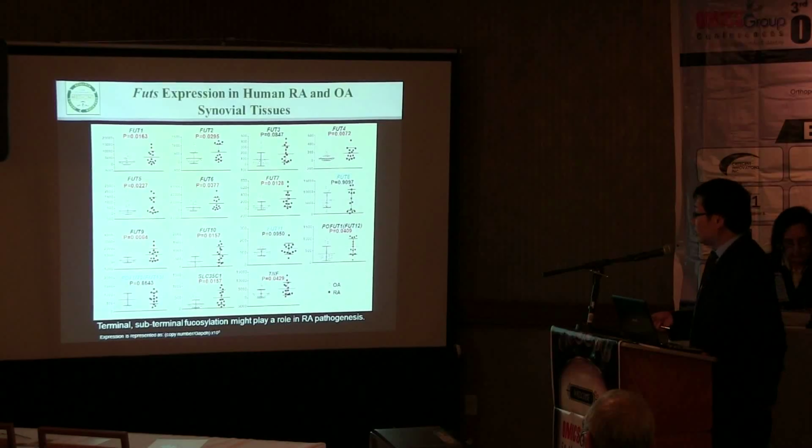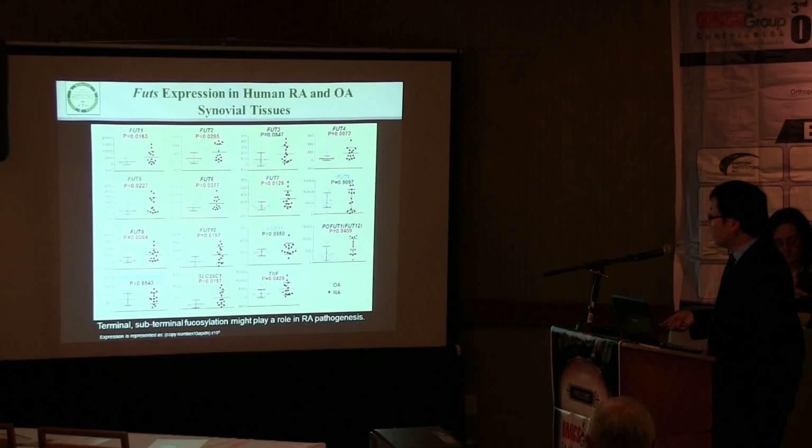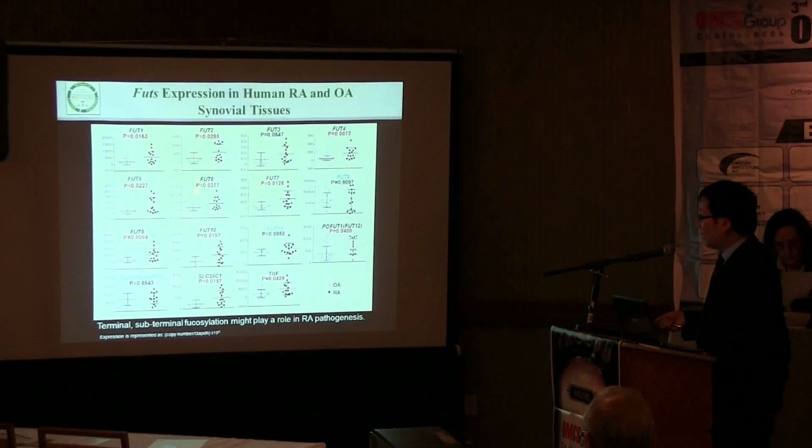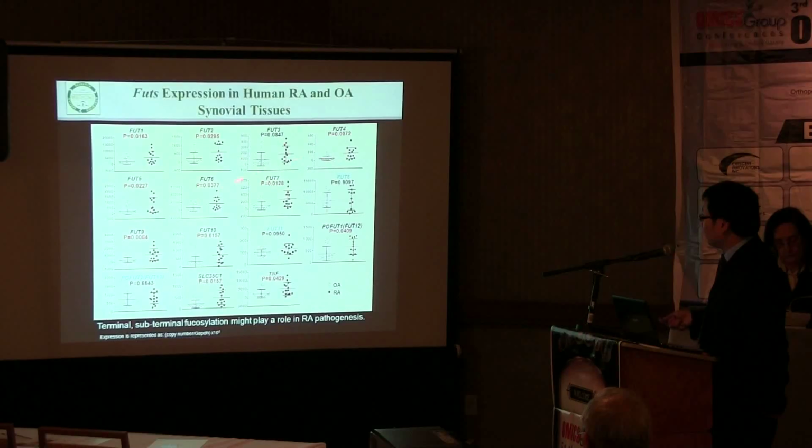So we looked at the expression of different fucosyltransferases, including FUT1 to FUT13, in synovial tissue from RA and OA patients. And it seems that almost all the FUTs are highly upregulated in RA synovial tissue compared to OA, especially FUT1, 2, 3, 4, 5, 6, 7, 9, 10, 12, but not 8, 11, and 13. That might suggest that different subsets of fucosyltransferases might play different roles in the pathogenesis of RA.